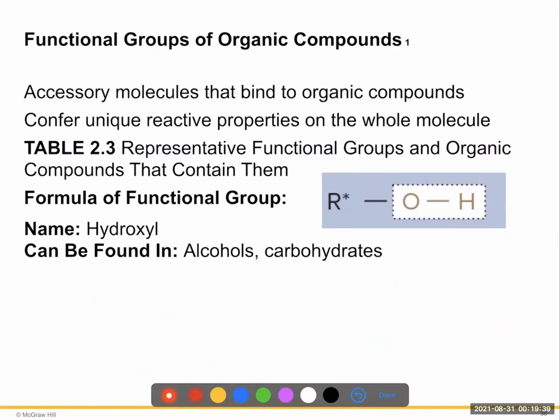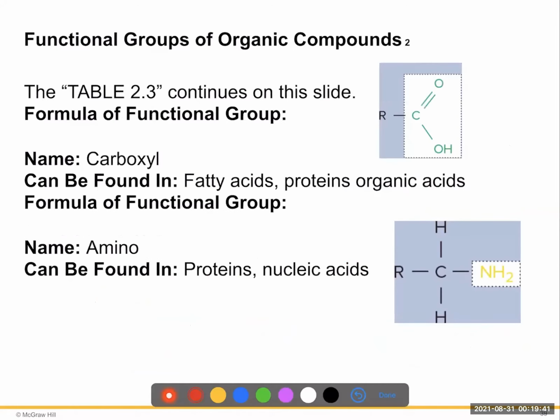It's called a hydroxyl group. When you have a COOH, this here, that's a carboxylic acid group. Okay, those are your fatty acids. That's what forms your triglycerides in your body, things like that. We'll show you how that works in just a second here too.